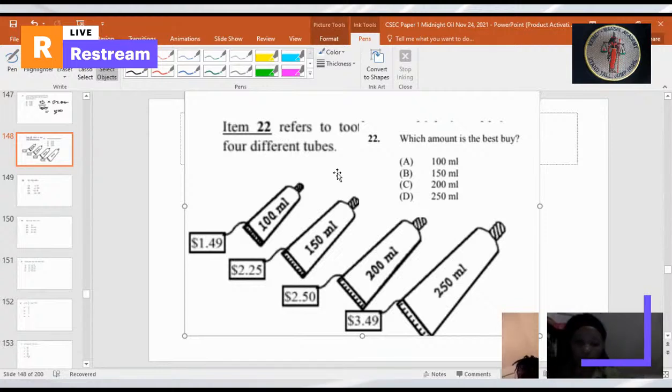So we should probably work out the unit cost, right? So the 149, the $1.49 divided by 100. So that would be 0.0149.